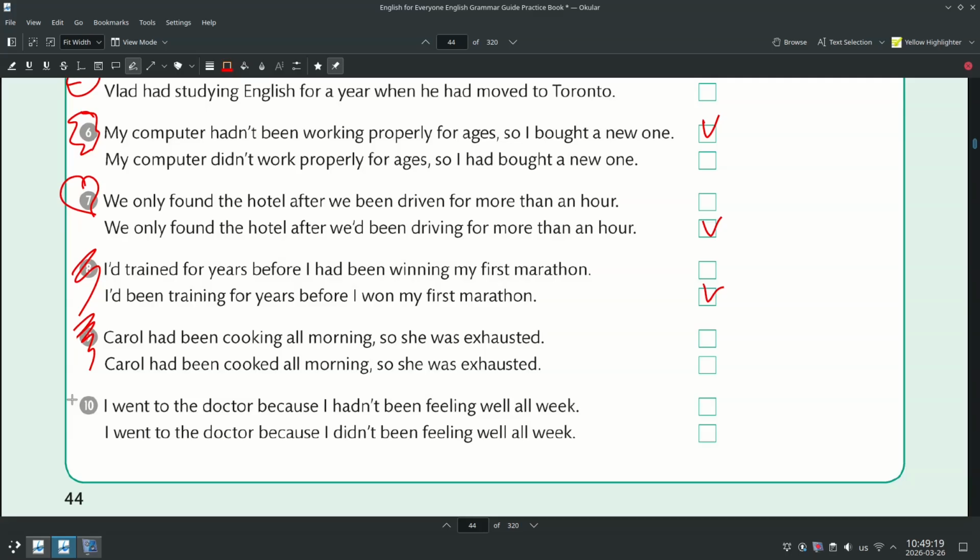Or, Carol had been cooked all morning, so she was exhausted. I like number 1, but no, I like number 2, but number 1 is correct. When we say Carol had been cooked all morning, it is a passive voice. It means that somebody cooked her. But this is not the case in our grammar today. Number 10. I went to the doctor because I hadn't been feeling well all week. Or, I went to the doctor because I didn't been feeling well all week. Number 1 is correct.